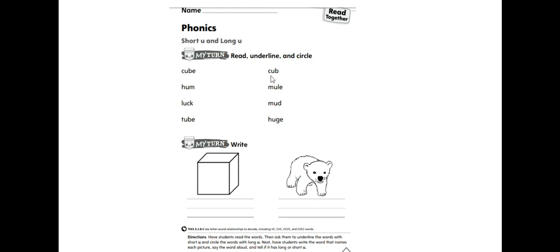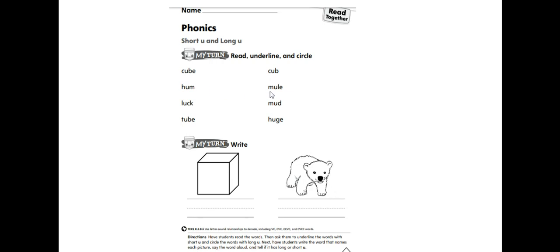On the right side, there's another word with a U in the middle, but there's no E. So that one's going to say the short U. Cub. Cub. This word here, let's sound it out. Hum. Short U because there's no E at the end.